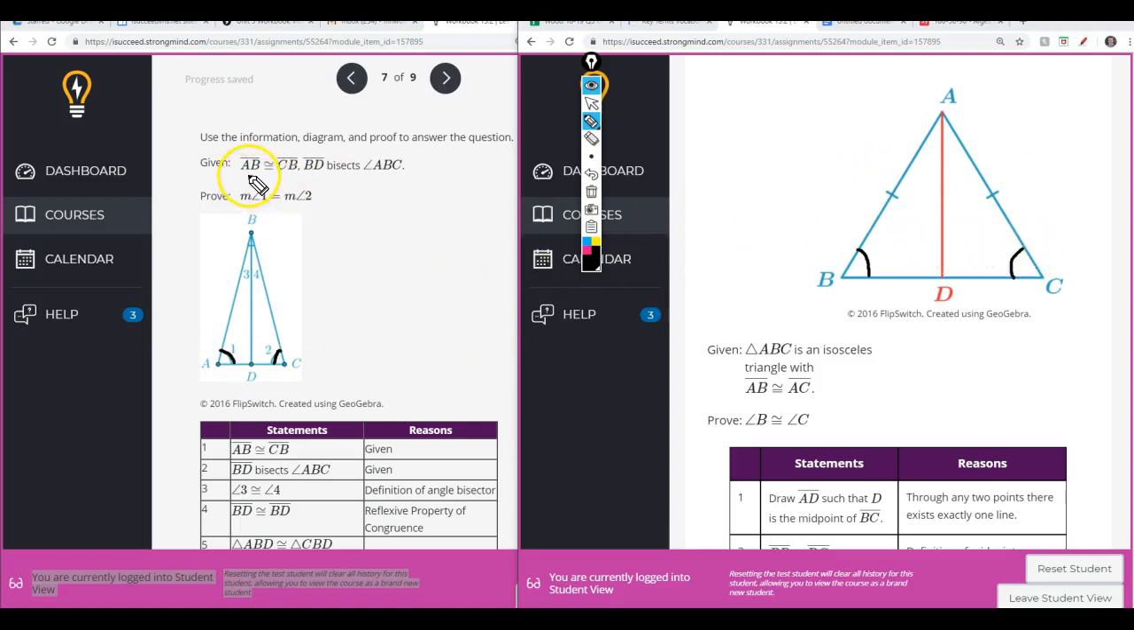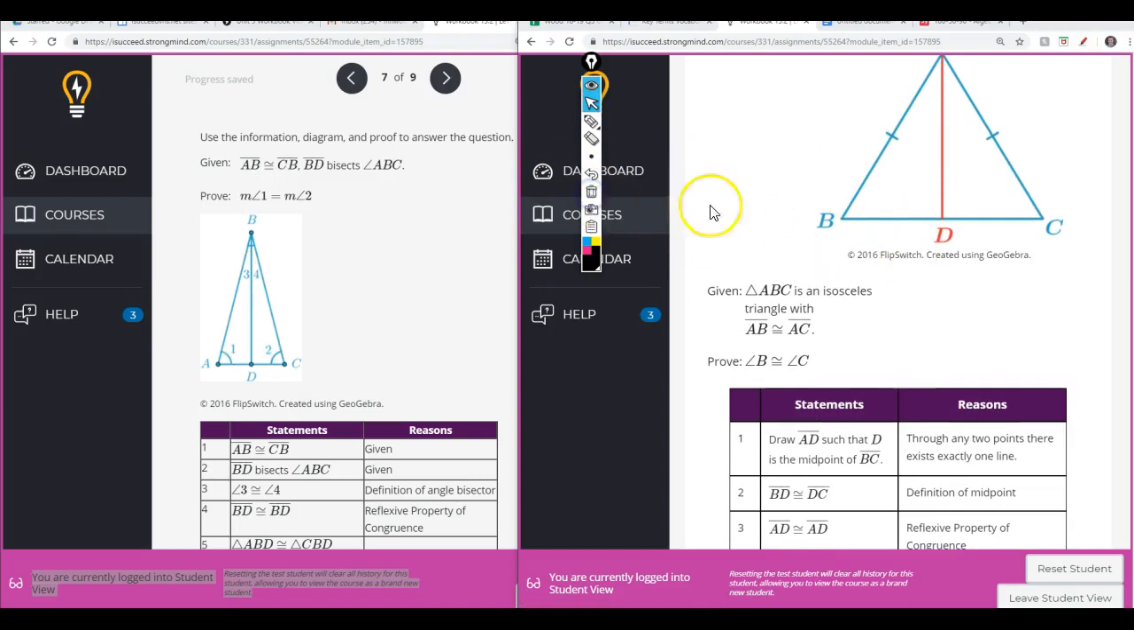We're going to interpret this given: AB is congruent to CB. AB right here, congruent to CB, means that they are the same length. So it is an isosceles triangle. They did give us more information though, that they said that BD bisects angle ABC. So that means that angle 3 and angle 4 are the same angle. So this is going to be a good reference because it's the same setup.